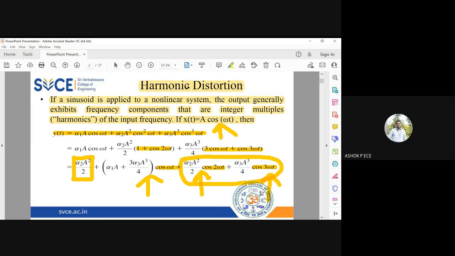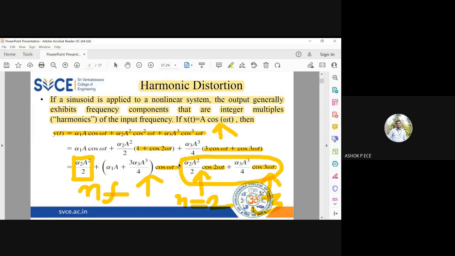Harmonic means integer multiples. If f is my original frequency, harmonic distortion is given by n times f, and n can start from 2. n can be 2, n can be 3, n can be 4. Here you see, I have the n equal to 2 term, and here I have the n equal to 2 term and the n equal to 3 term. If you put n equal to 1, you get back your original signal. And this DC, you can use a capacitor to remove. That's not an issue. All the problems are caused by the cos 2 omega t term and the cos 3 omega t term.